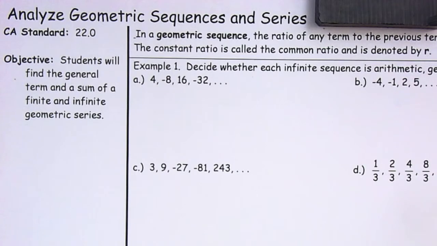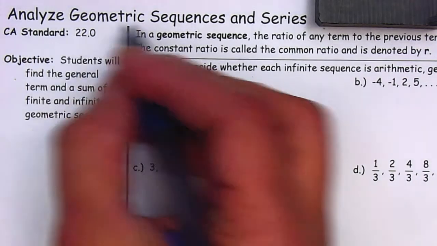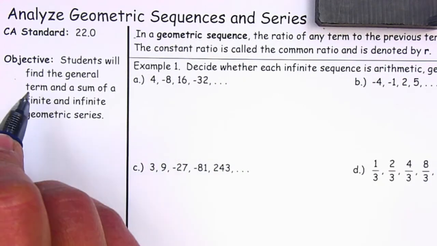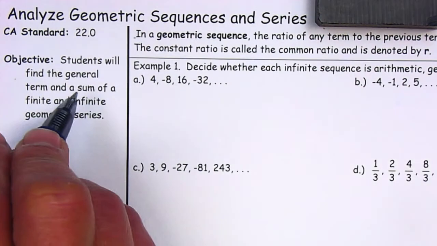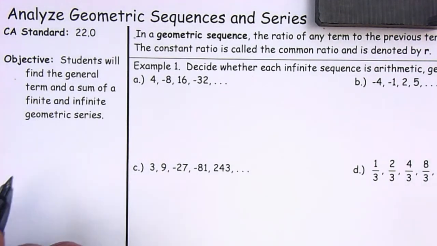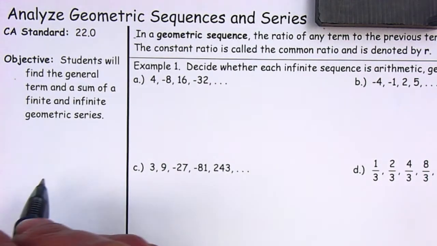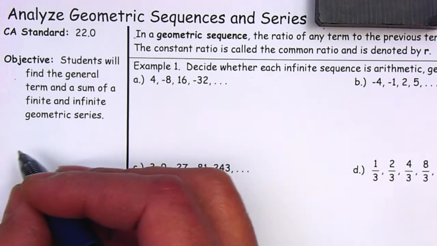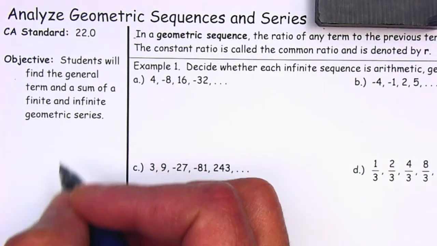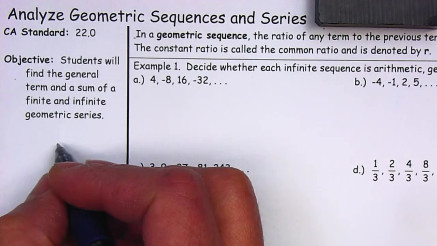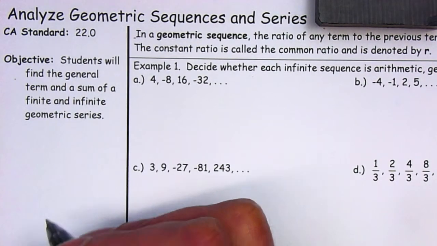Good morning. Today we are going to analyze geometric sequences and series. We are going to be able to find the general term and the sum of a finite and infinite geometric series. We looked at arithmetic sequences in the last section, in which we dealt with a linear equation in which the difference was constant. So the slope throughout the whole sequence was the same.